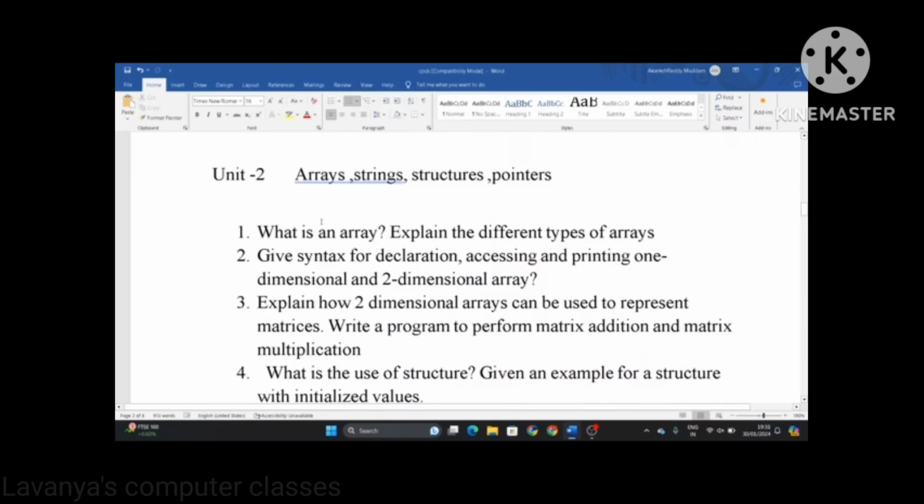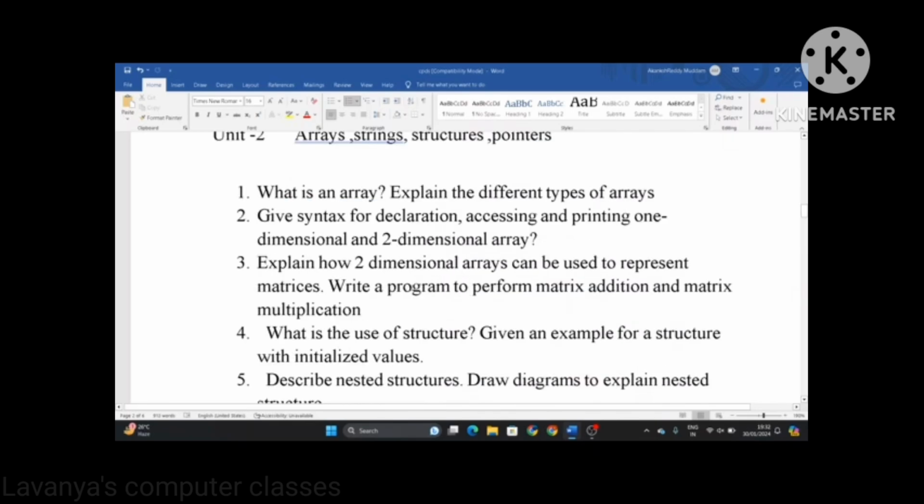In unit 2, the questions are: What is an array? Explain the different types of arrays. Second question is, give syntax for declaration, accessing and printing one-dimensional and two-dimensional arrays. Next, explain how two-dimensional arrays can be used to represent matrices. In this concept, the important programs are matrix addition, matrix multiplication and transpose of a matrix. Compulsorily read these programs, very important programs.